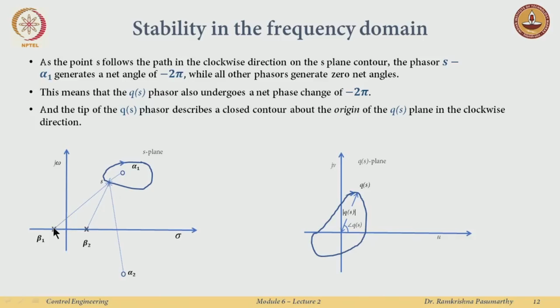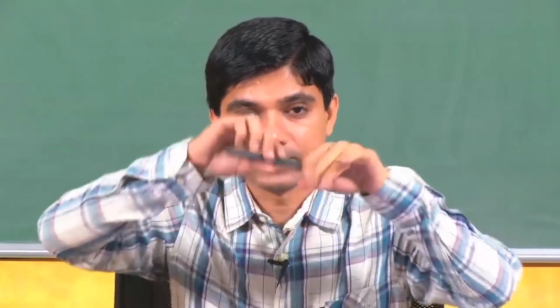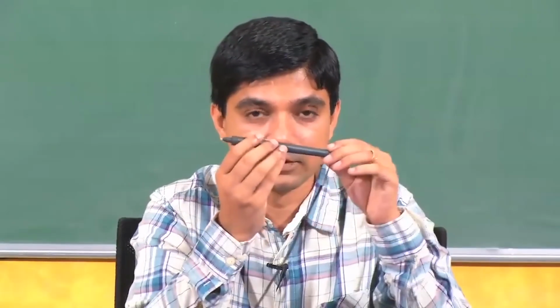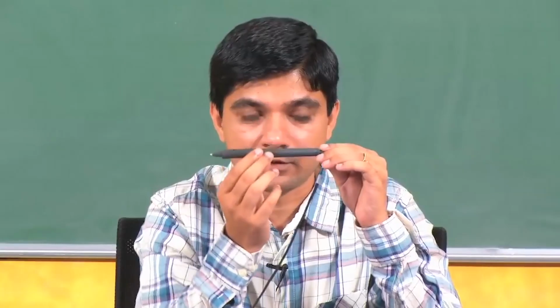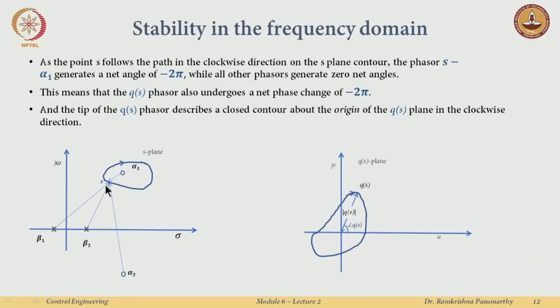Now what does this angle from the pole at beta 1 do? This phasor goes here, here, here, and again comes back here. It just goes this way and comes back, whereas the other one starts here and does a complete revolution. So the pole phasor just goes and comes back over. How much angle does this generate? Well, the angle is 0. Similarly, this one again goes and comes back to the same position. It doesn't take a revolution or a rotation.